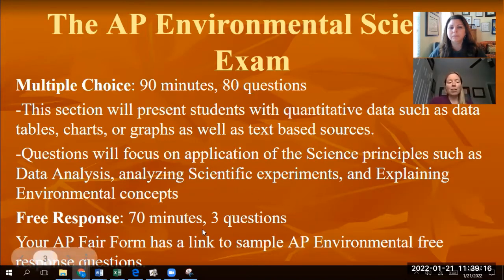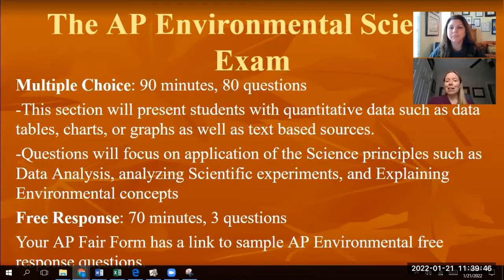The second part of the exam is the free responses. We have 3 free response questions, and you will have 70 minutes to complete them. The way our exam is set up, it's more of a short answer style question. And the 3 different questions themselves are going to focus on slightly different areas. One is focused on experimental design. So you will be presented with an experiment along with an environmental concept that goes along with the experiment to show your understanding of the course.